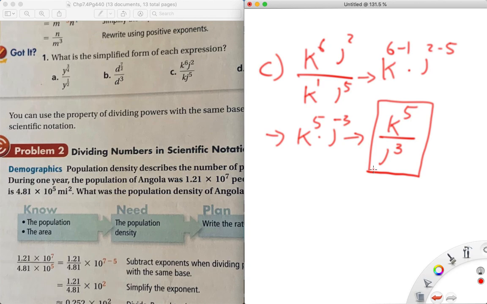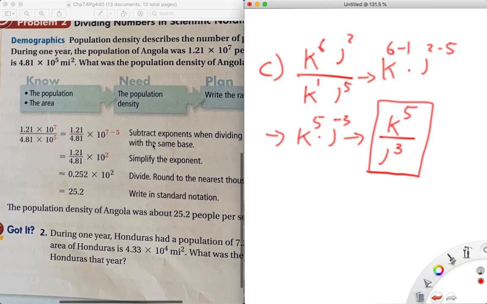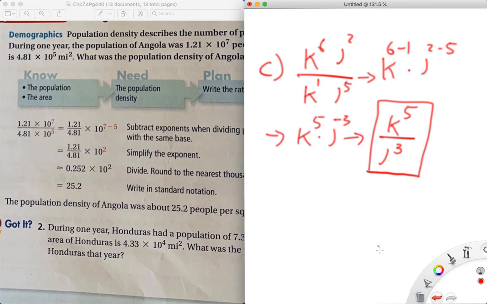So I only subtract when the bases are the same. K is to K, J to J. 6 minus 1 is 5. 2 minus 5 is negative 3. And then I have to put that J to the third power in the bottom in order to get rid of its negative sign so it can be considered simplified.